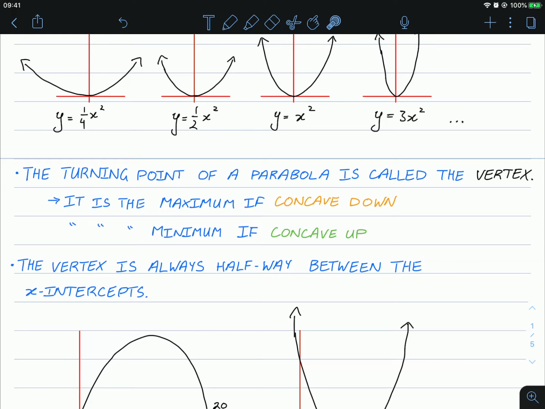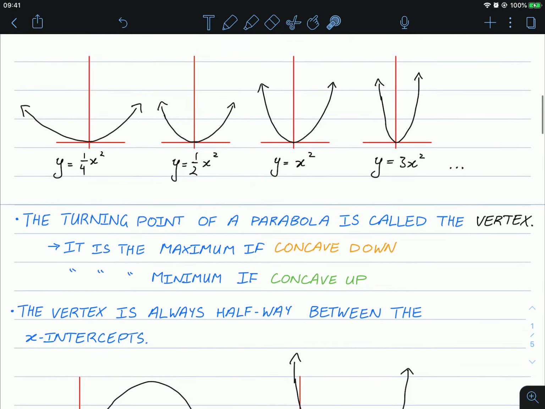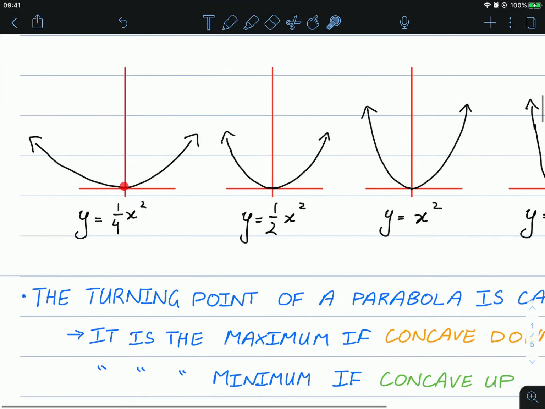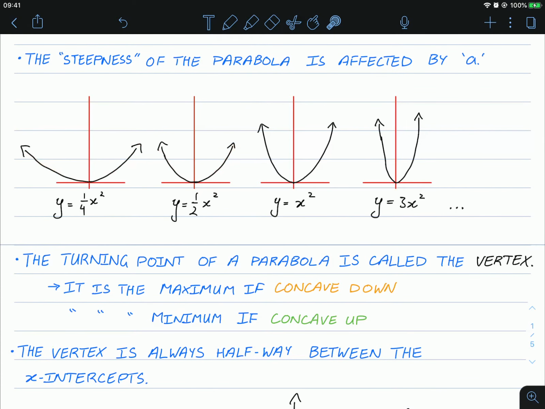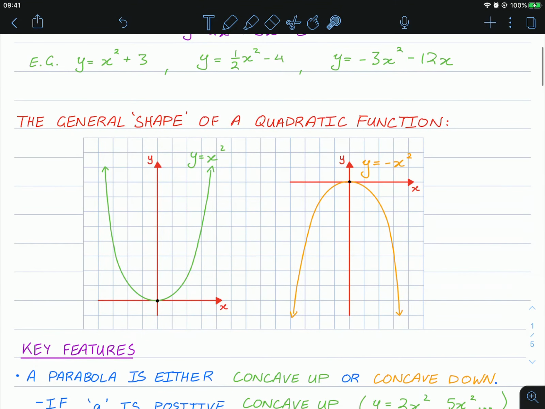The turning point of a parabola is called a vertex. Notice how there's a point here where the parabola turns along. It's turning along that point there. That point there is called a vertex. It is called the maximum if it's concave down, and it's called the minimum if it's concave up. And I'll demonstrate to you why this is.